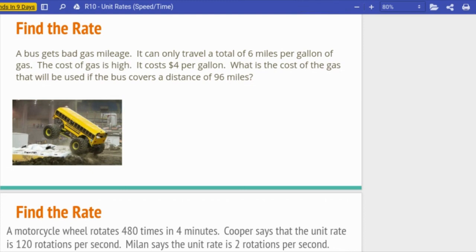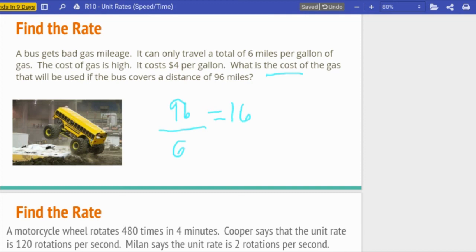So ultimately, we're looking for the cost of the gas. But before we can find the cost, since it's in cost per gallon, we need to figure out how many gallons the bus used. So if the bus goes 6 miles per gallon and it went 96 miles, we would need to divide 96 by 6 to figure out how many gallons of gas it used. So the bus used 16 gallons of gas, because for every 6 miles, it used 1 gallon of gas.